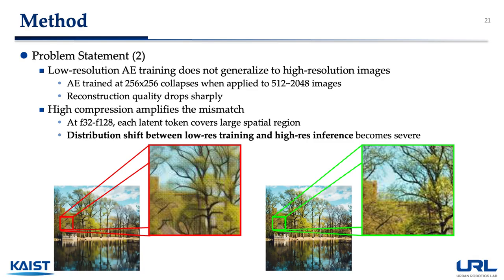We train the autoencoder on low-resolution inputs like 256 by 256, but when we apply the same model to higher resolutions, the reconstruction quality drops sharply. Under high compression factors like F32, each latent token covers a much larger spatial region, which amplifies the distribution mismatch between low-resolution training and high-resolution inference. As a result, the model produces blurred or distorted textures.